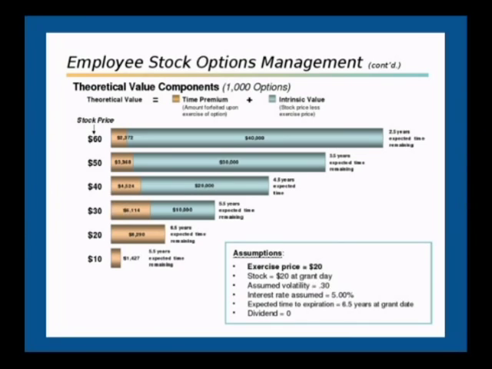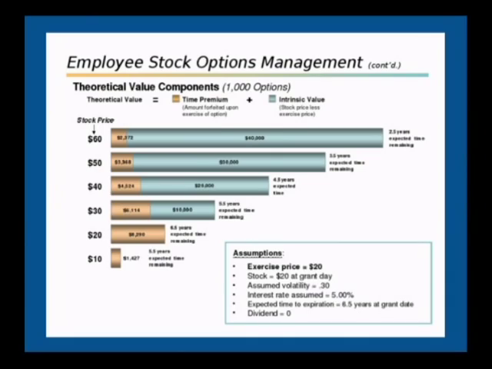Now, had I used a different assumption about the volatility, or had I used a lower assumption, then the time premium would be less. And you do have stocks that have lower volatilities. You have stocks that have substantially higher volatilities. So anyway, that basically tells a little bit about the value.